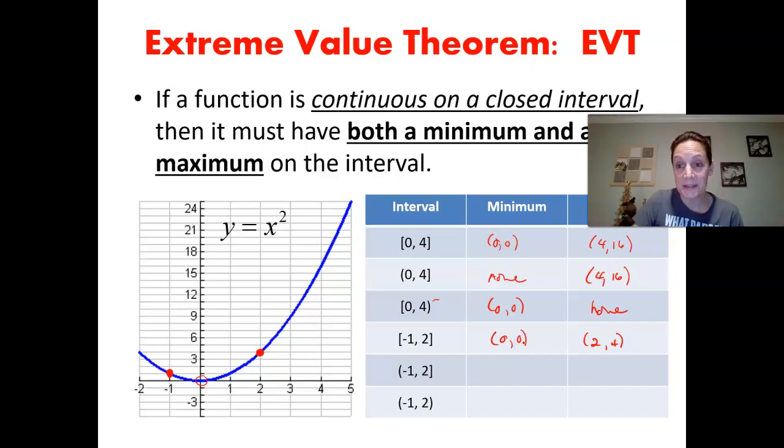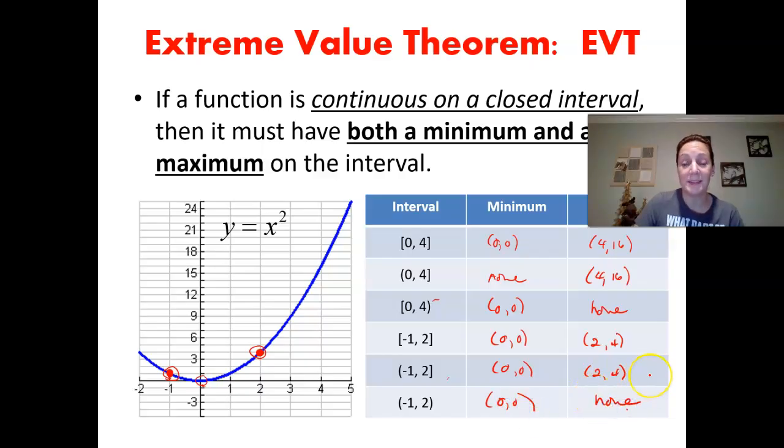And what I want you to notice here is even when these intervals change as far as including or not including endpoints, I can choose not to include this -1, and it doesn't change anything, right? If this -1 isn't included, it doesn't matter. I still have a minimum at 0, 0. I still have a maximum at 2, 4. If this 2 fails to be included as well, I still have my minimum. I just lost my maximum.